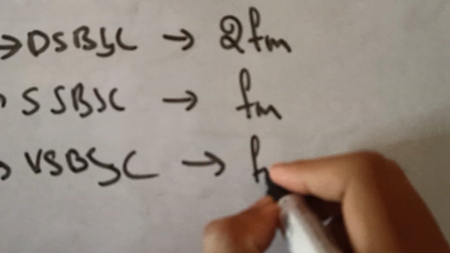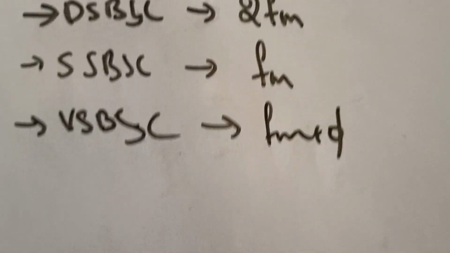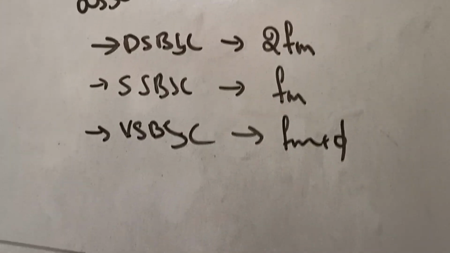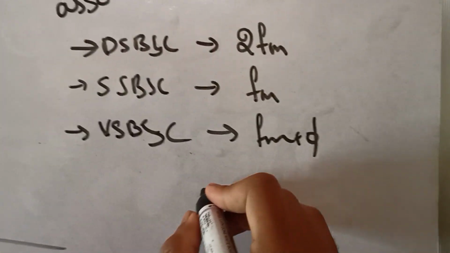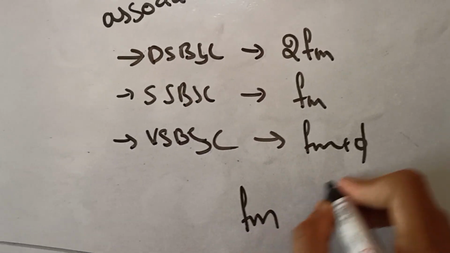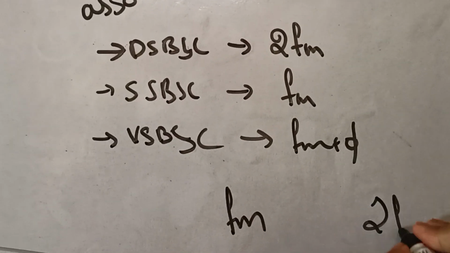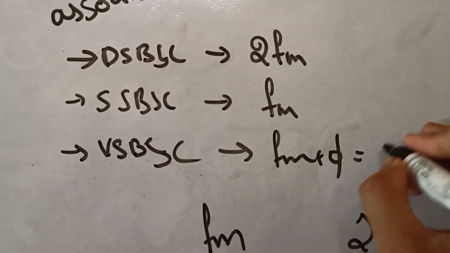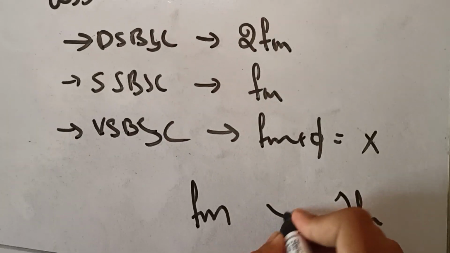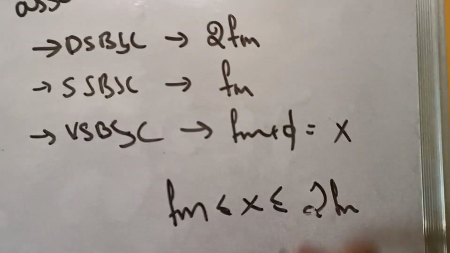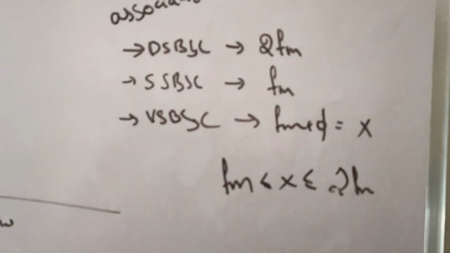But here we are going to have W plus some phi as a bandwidth. So here we can say FM plus phi is the bandwidth required to transmit over a transmitter. So this bandwidth lies between FM and 2FM. Suppose I say it is some X, this X lies between FM and 2FM. That's all. Thank you.